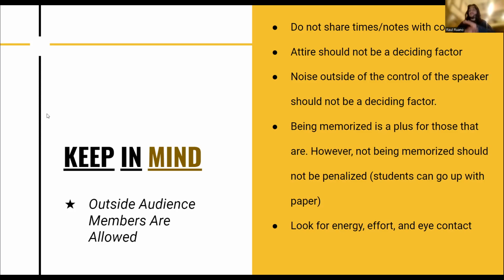Now, if somebody is fully memorized, it's going to be hard to beat them in that round, right? If I'm not memorized. So that's how you want to view memory: it should only be a positive plus for those who did get memorized, and they're probably going to score higher in the round. But those that are not memorized should not be penalized at all. And I would look for if they are still making an effort to make that eye contact, even though they're reading off their paper. Students can go up with their paper if they need to.